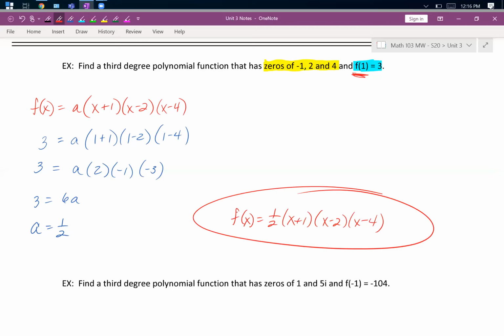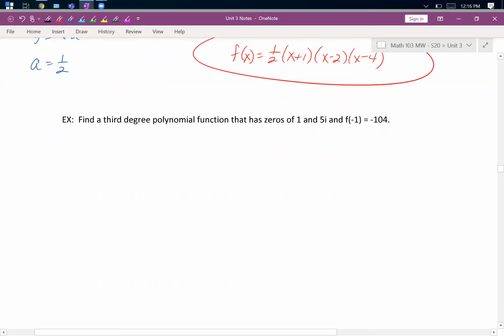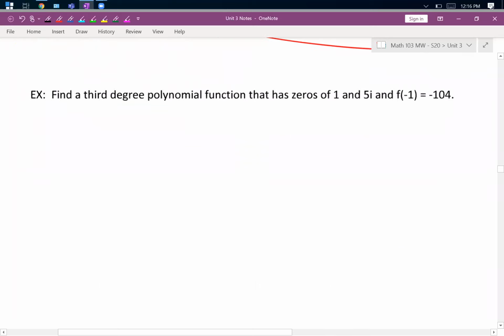So that one there was exactly like we saw in the section where we were graphing polynomial functions. I can tweak it just a little bit by introducing some imaginary zeros. It tells us it's going to be a third degree polynomial, but it only gives us 2 zeros. However, one of our zeros is imaginary.